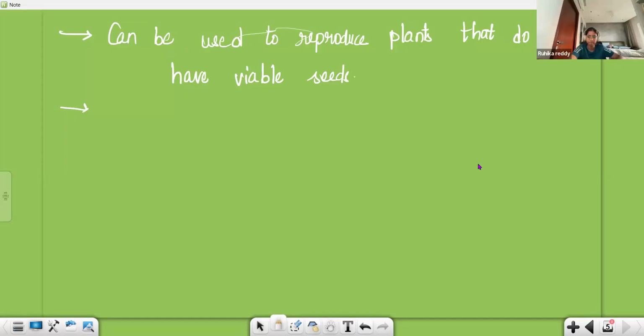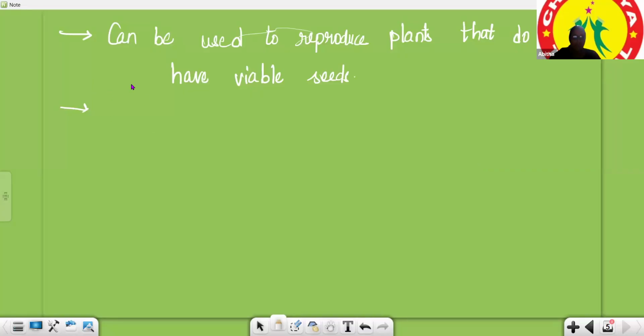Yes, ma'am. If a seed is not able to germinate, that is, it cannot produce a new plant, in that case, you can use vegetative parts also to produce a new plant. Okay. Next, the flowers produced are of superior quality. So, whatever flowers you will get, that will be of superior quality.